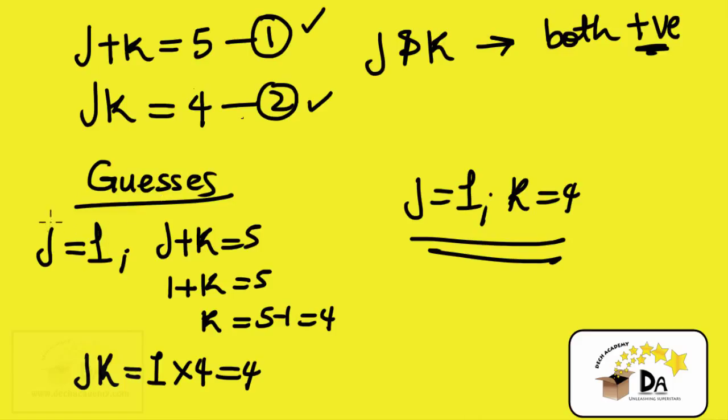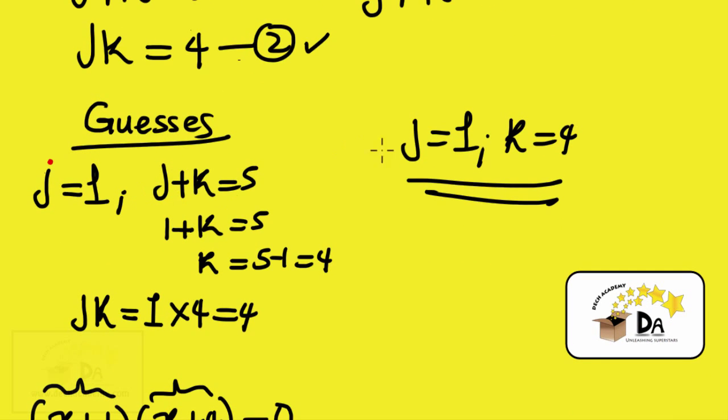And our first guess, we took J to be 1. And in order to satisfy equation 1, we replaced J with 1 in equation 1. And this gave 1 plus K equals 5, and K equals 5 minus 1, which is 4. Which means that equation 1 is satisfied when J is 1 and K is 4. But equation 2 also needs to be satisfied for the J and K values to be the ones we're looking for.